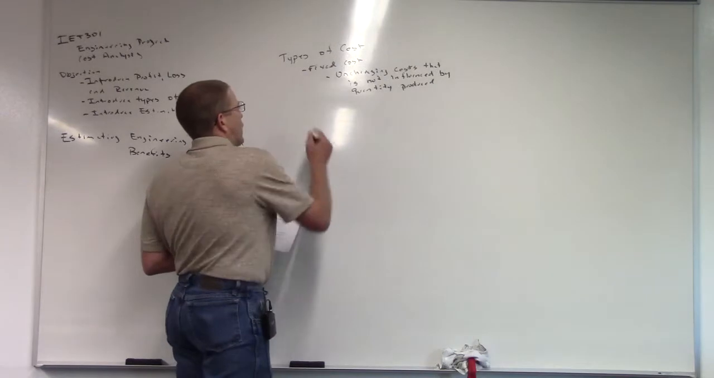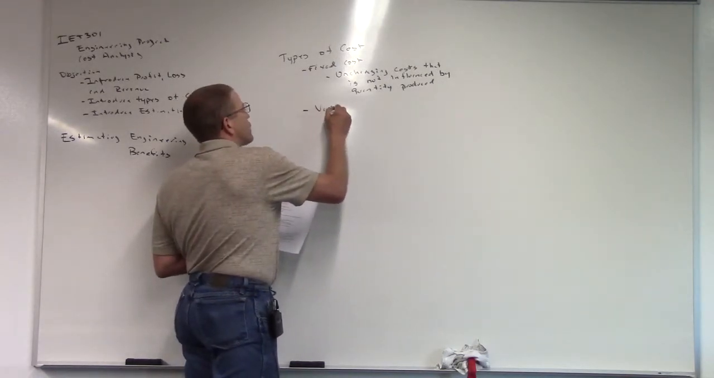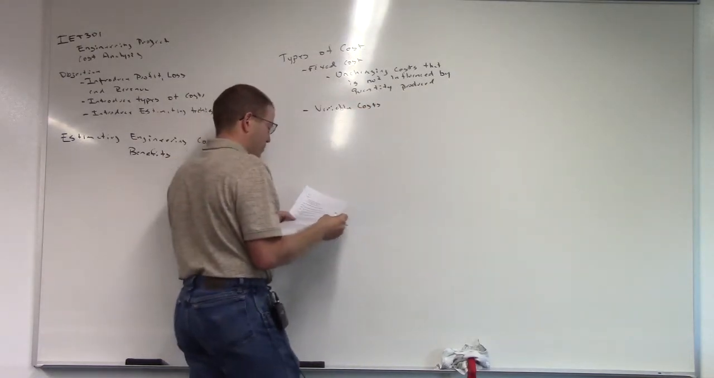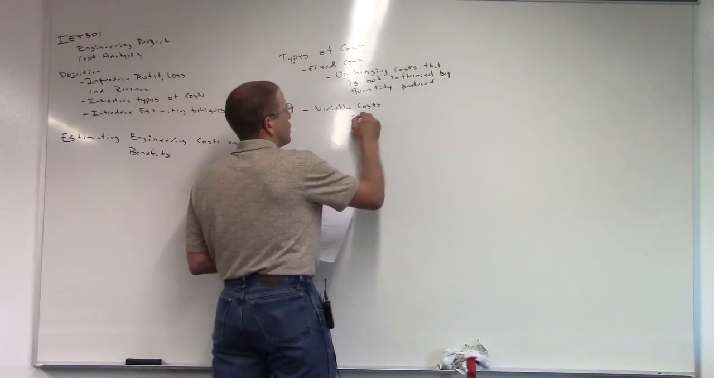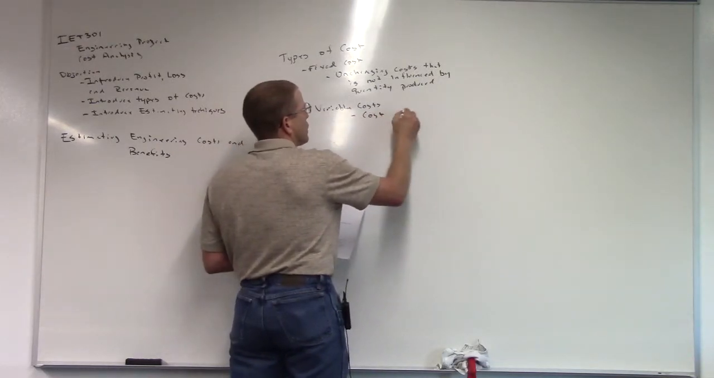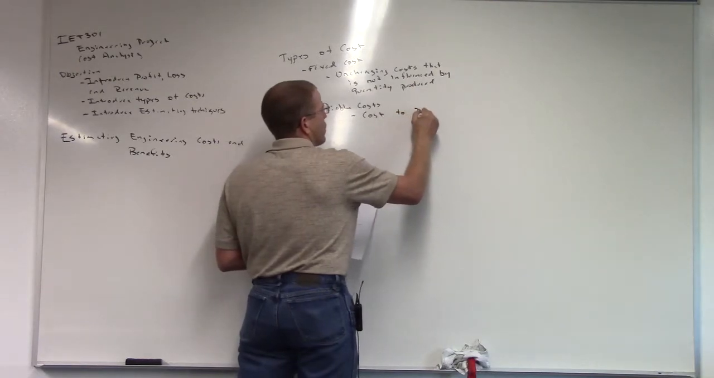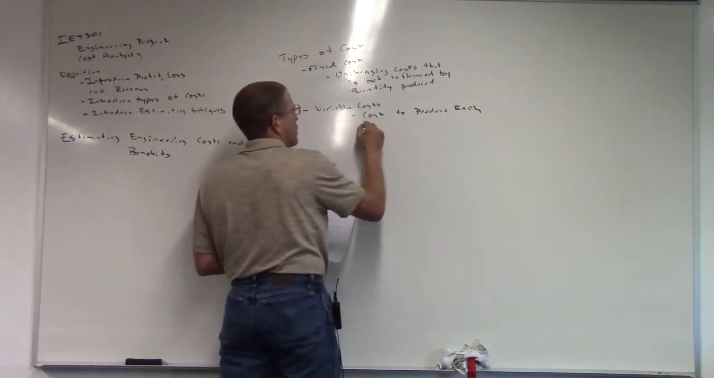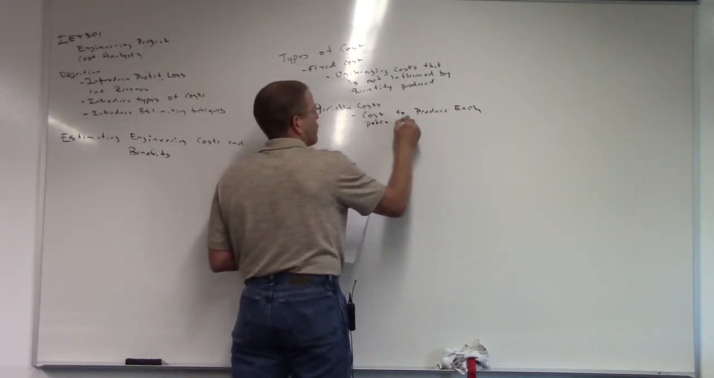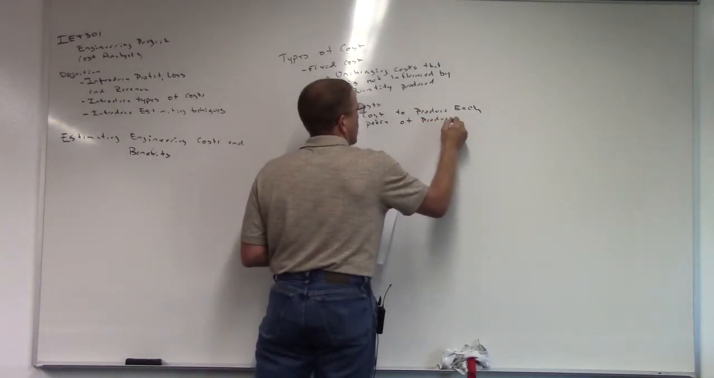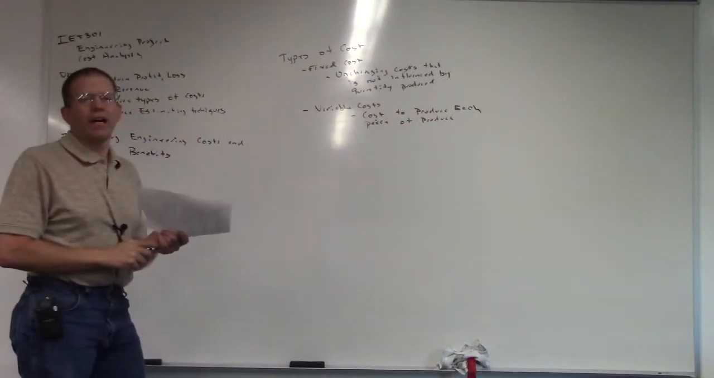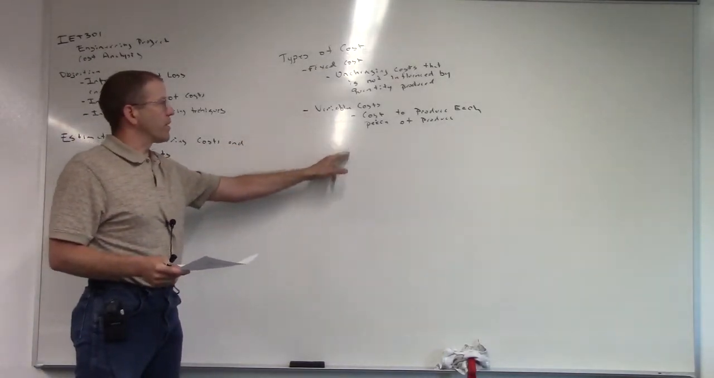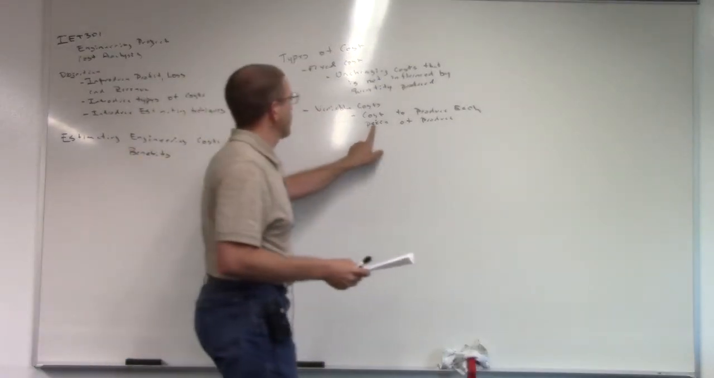Okay, the variable cost then represents the costs associated to produce each piece of product. If a widget or whatever costs $5 to produce, then we'd say that the variable cost is equal to the $5 per unit times the number of pieces produced.